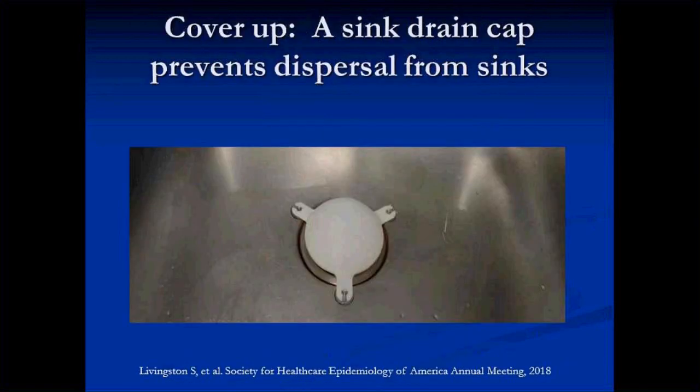There are other approaches that people are also taking. This is a simple little thing we're looking at now, which is a sink drain cap, which very nicely prevents dispersal from sinks. There's a large outbreak that had been going on over a decade at the University of Virginia, and in their experience, it was not the sinks that were the main problem. They have these bedpan cleaning areas where they have something called a hopper, and they put a cover over that to prevent bacteria from splattering.